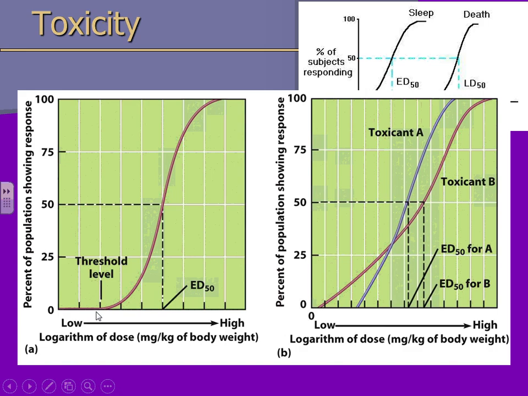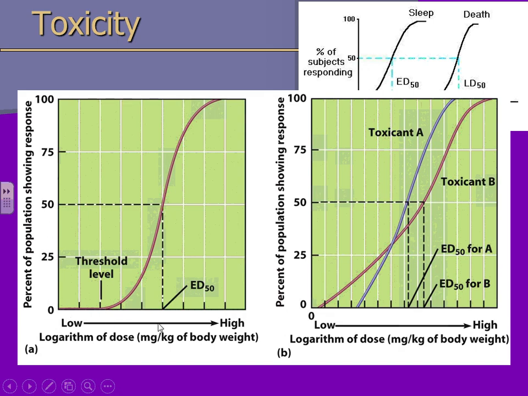So I gave you the example of Ambien and sleeping. Here we can use that example, where we have this line here. It was done on test subjects, or it could have been done on humans. But we have this line here for our ED50. If you wanted to find the ED50, just like before, you go up to 50%, over to the line, and down.